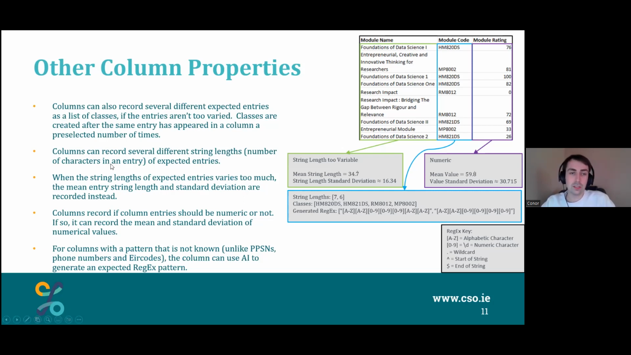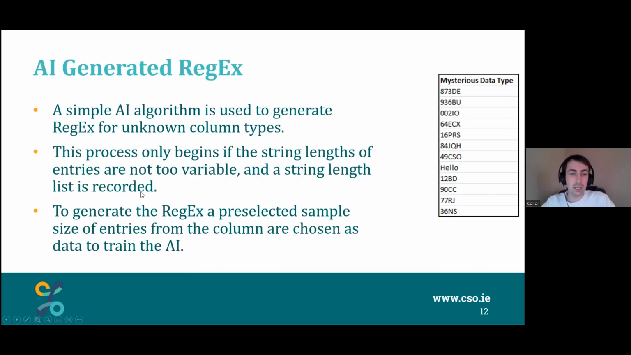Some columns can contain patterns that are unknown to the program, unlike expected key identifiers, such as PPSN and mobile numbers. AI-generated RegEx can be created to detect these entries. So the process of using AI-generated RegEx only begins if the length of strings is not too varied and the column recorded a list of string lengths. To generate RegEx from these types of columns, a sample of entries will be analyzed by the program.